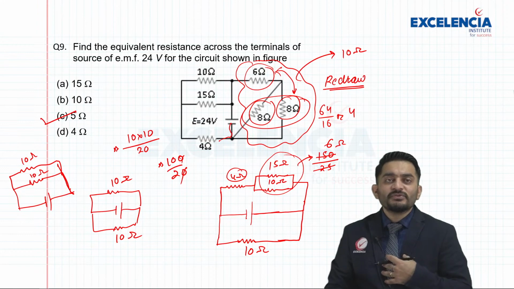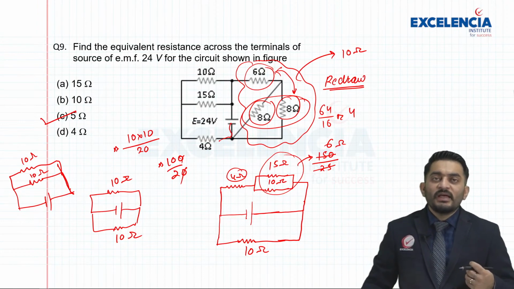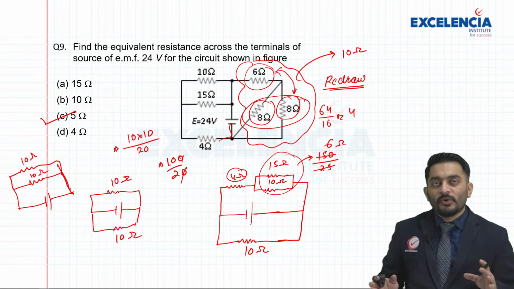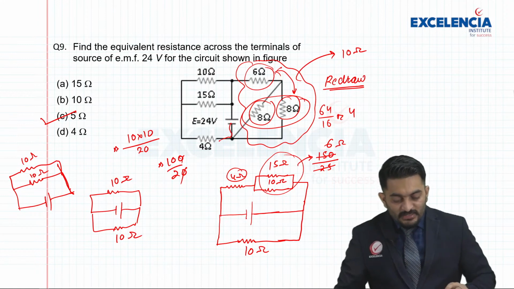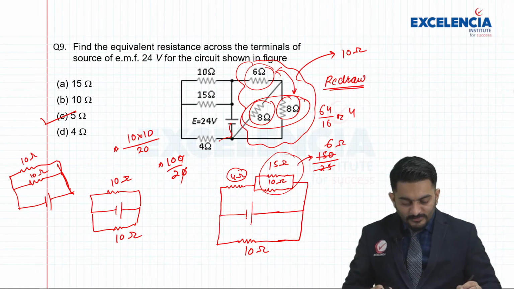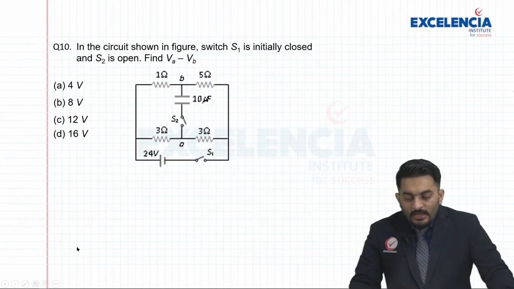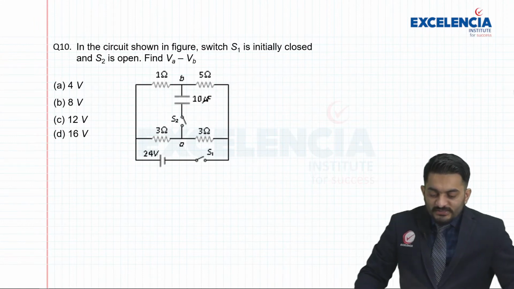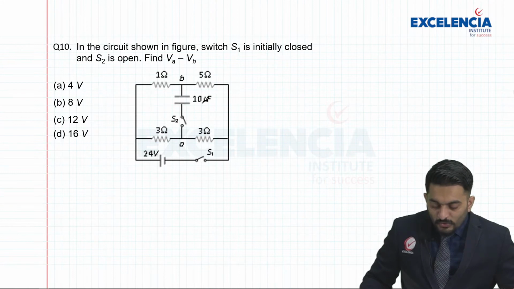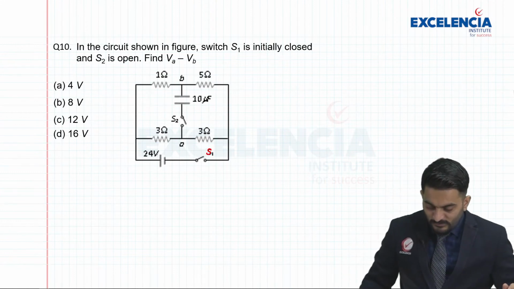Again, the technique which we have used over here is called redrawing the circuit, and then you are able to calculate the R equivalent value. So the redrawing technique is very important. Okay guys, let's move to the next question. In the circuit shown in the figure, switch S1 is initially closed, you can see switch S1 is given over here, and S2 is open.